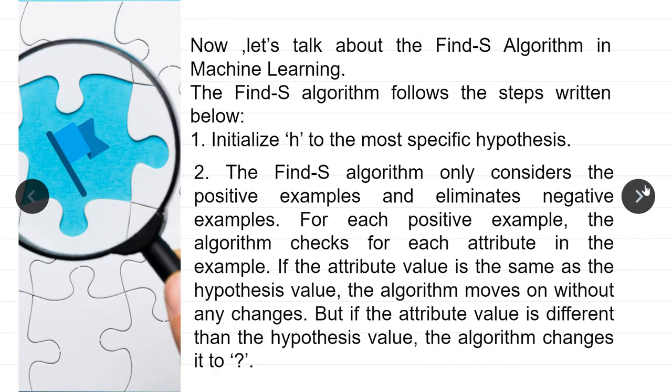Now, let's talk about the Find-S algorithm in machine learning. The Find-S algorithm follows the steps written below. Initialize H to the most specific hypothesis. The Find-S algorithm only considers the positive examples and eliminates negative examples. For each positive example, the algorithm checks for each attribute in the example. If the attribute value is the same as the hypothesis value, the algorithm moves on without any changes. But if the attribute value is different than the hypothesis value, the algorithm changes it to a question mark.